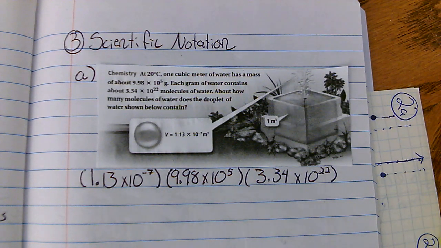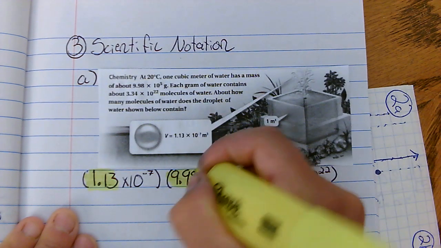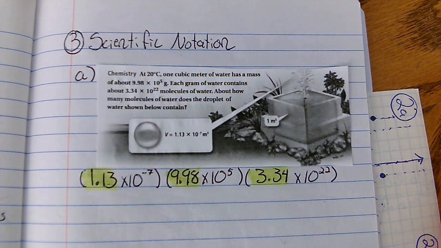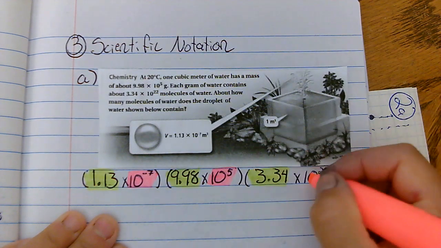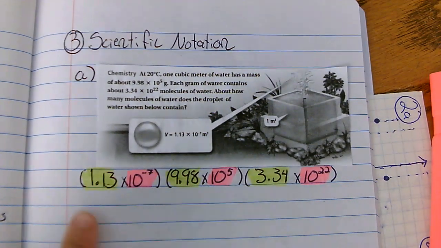Okay, so I'm going to use my highlighters again, and I'm going to show you what we're going to be highlighting because it works kind of the same way as when we're multiplying powers that have the same base. All my front numbers are going to be multiplied together, and all of my powers of 10 are going to be multiplied together. Okay? So I'm going to go ahead and multiply the front numbers here.